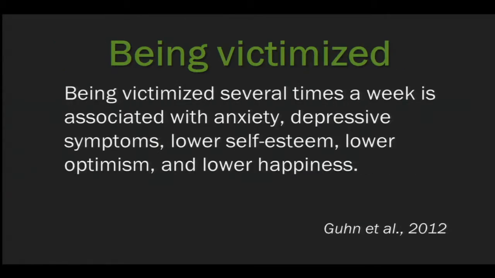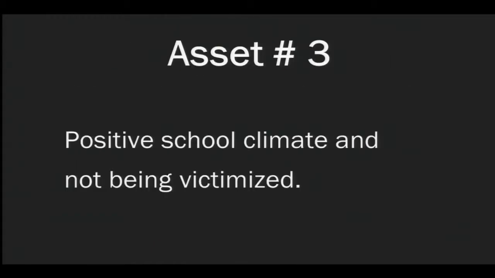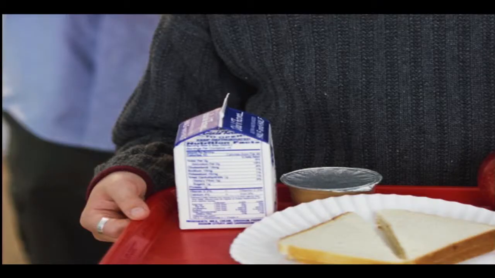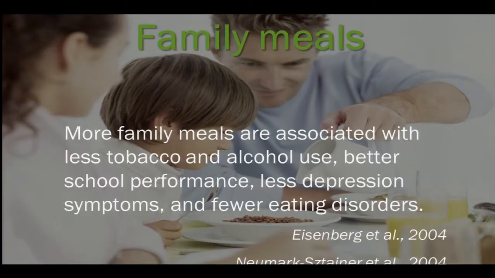We also look at victimization, how much students are victimized or bullied across 4 dimensions: cyber, verbal, physical, and social. So we look at positive school climate and being victimized. Then we also look at nutrition and sleep, for example, whether they have breakfast in the morning. We also ask kids how many days a week they have a meal with another adult in their family during the evening. And this is a whole interesting thing. What do kids do now?